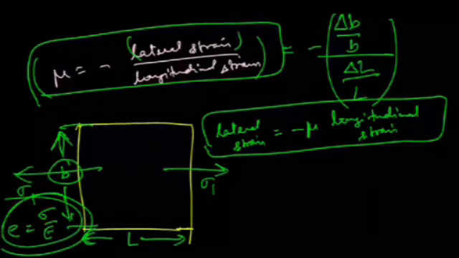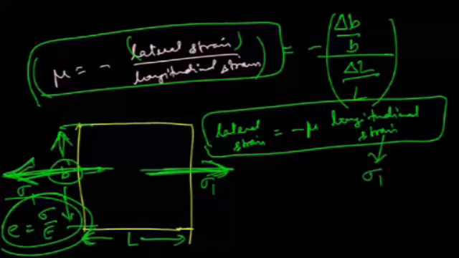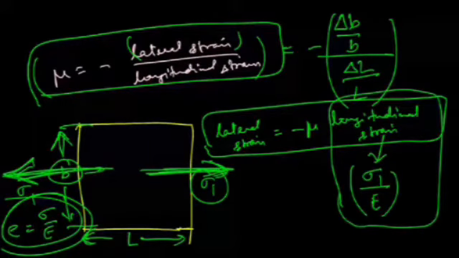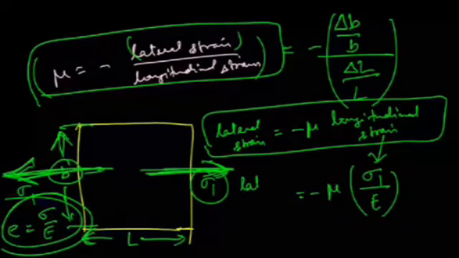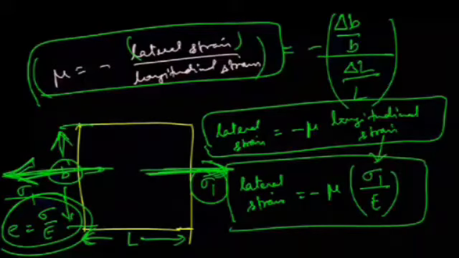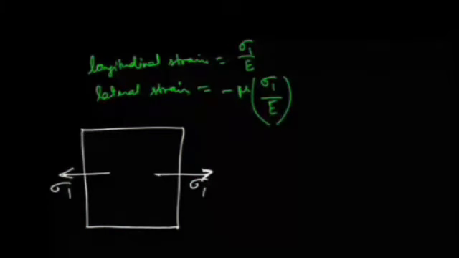Now the stress we got here is along the longitudinal direction. This direction is the longitudinal direction. So the longitudinal strain will be equal to the stress along that direction, sigma 1, by E. So this will give the longitudinal strain. Remember, this is the longitudinal strain. And the lateral strain is equal to minus mu into sigma 1 by E, and the longitudinal strain is sigma 1 by E.